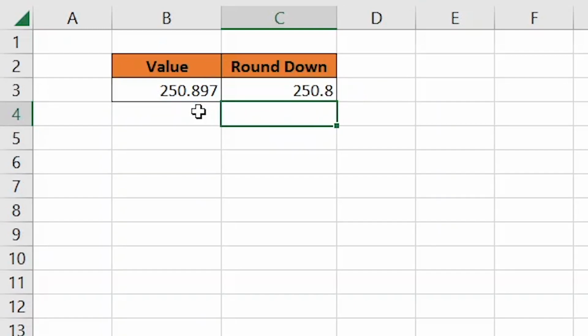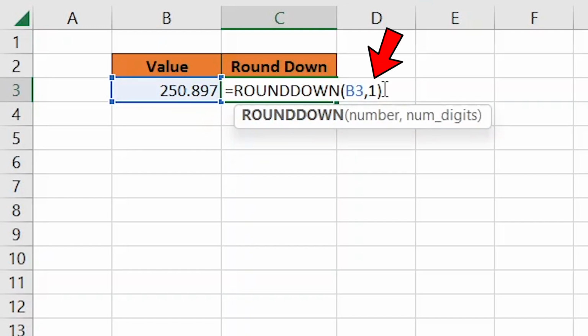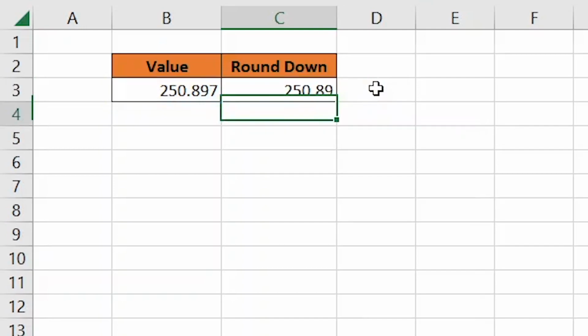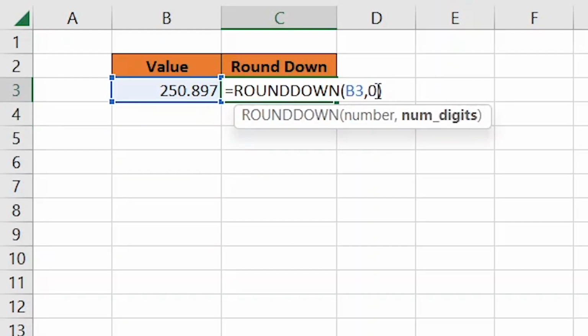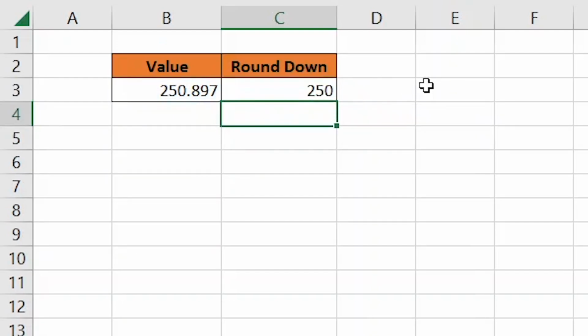Let's move on. If we would like to round a number down to 2 decimal places, we just need to enter the number 2 in the function instead of the number 1. The number will be rounded down to 2 decimal places. Using positive numbers such as 1, 2, 3 and so on, we can round off any number of decimal places. If we would like to round a number to an integer, we enter the number 0 into the function.